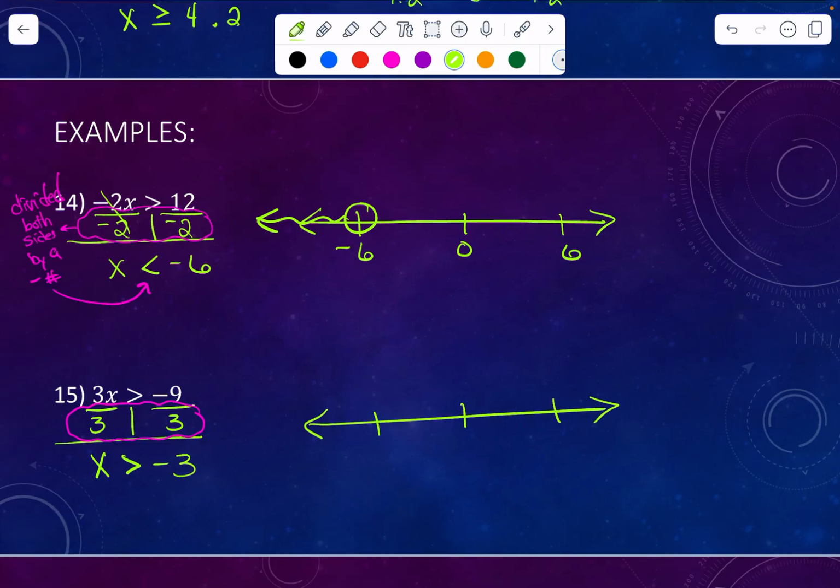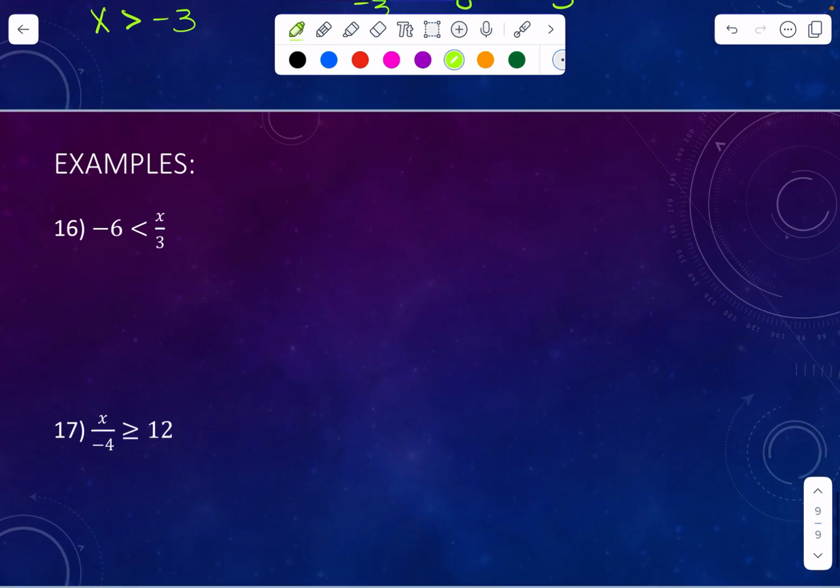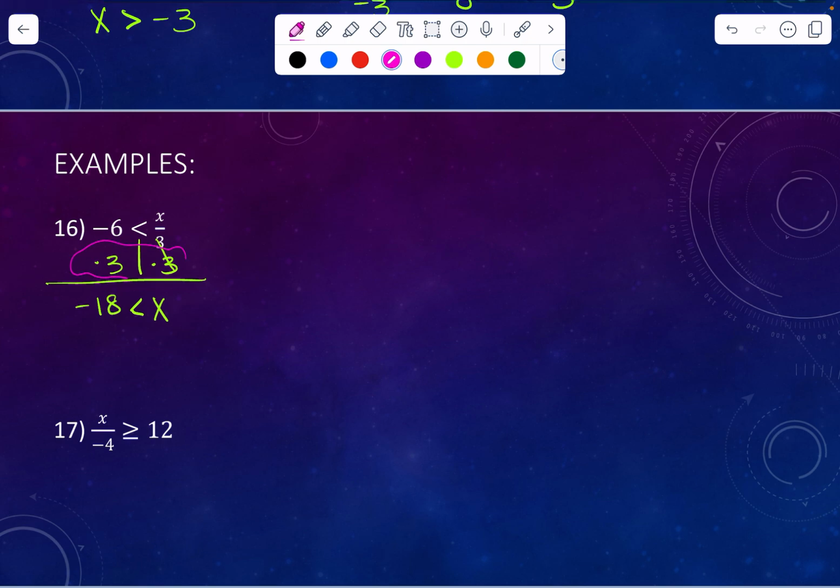So now I go negative 3, 0, 3. I'm going to be an open circle at negative 3. X is greater than that, so that's what that graph looks like. Okay, let's try these last two. Here we go. First thing I'm going to do is multiply by 3 because we're dividing by 3. So I get x. I'm not going to flip the inequality because what I'm doing to both sides is multiplying by a positive. So now the inequality does not flip.